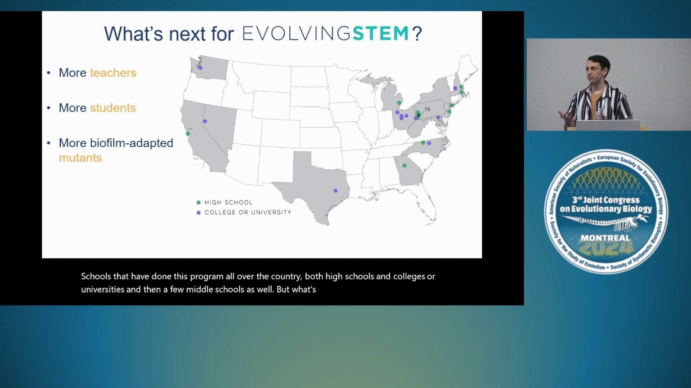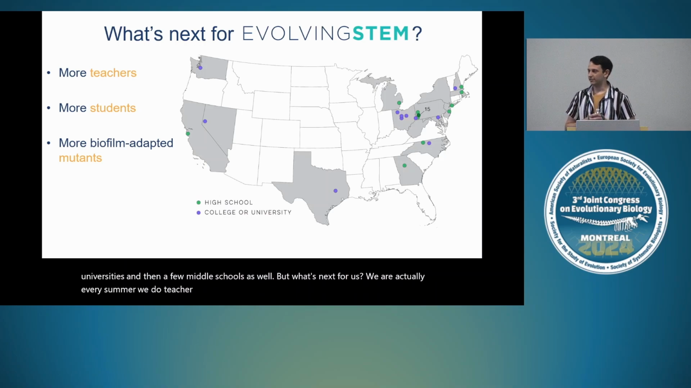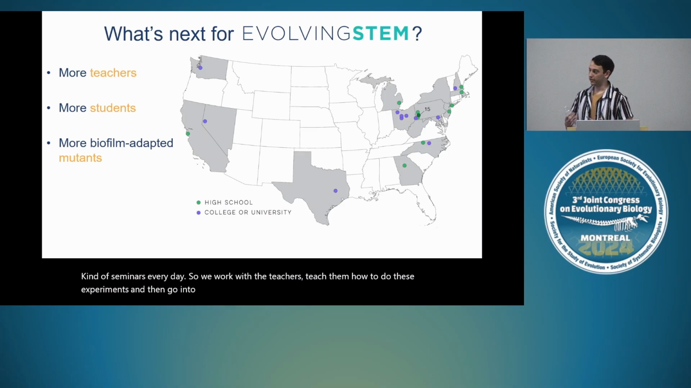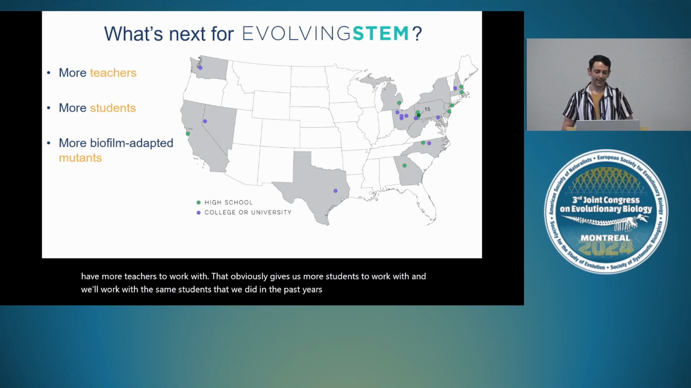But what's next for us, every summer we do teacher training seminars every day. So we work with the teachers, teach them how to do these experiments, and then go into the classrooms with them in the following school year. So we'll have more teachers to work with. That obviously gives us more students to work with, and we'll work with the same students that we did in past years as well, and more biofilm adapted mutants. As I showed you earlier, we were able to get that preliminary data from that one class of the WISP-A mutant, and with students, we never know what they're going to find, so we're looking forward to that.